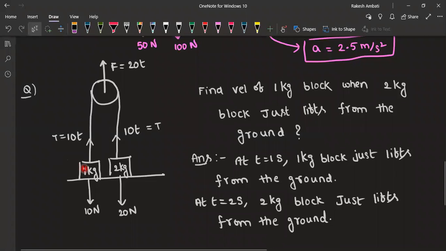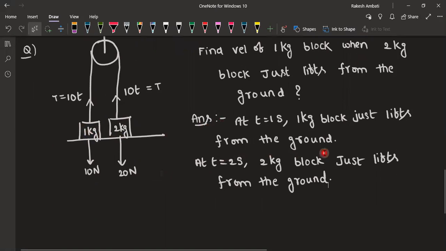In this integration process, what are the limits of time? 1 to 2 seconds, those are the limits. But we are finding the velocity of the 1 kg block at 2 seconds. In the case of the 1 kg block, what is the resultant force acting on it? It will be lifted up, so that is the direction of motion: 10t minus 10 Newton.